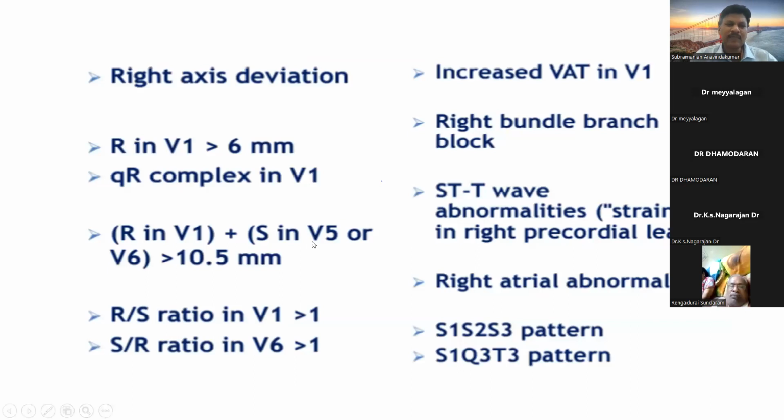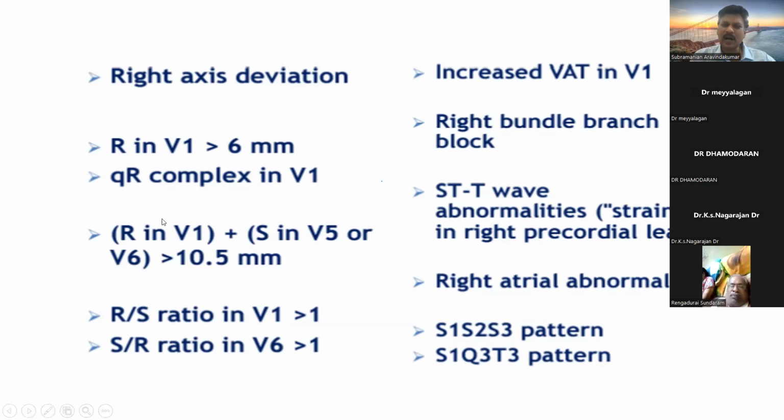So what are the features? The R wave will be tall. Generally, a minuscule R in V1 will be there. In case of right ventricular hypertrophy, in V1 the R wave is more than 6 millimeters. See here, one criterion. For left ventricular hypertrophy, you have a lot of criteria. Here there is only one criterion, R wave taller than 6 millimeters. Or a small q is there, meaning we'll have a very tall R wave. So that is one criterion.